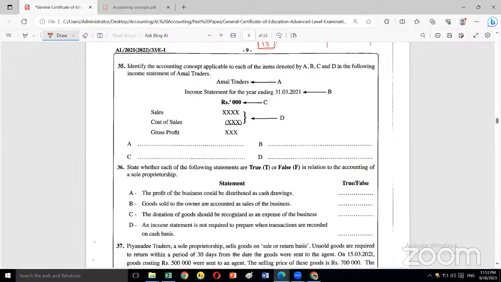Very easy thing. Baba, see this. If they mention, identifying the accounting concept applicable for each of the following items denoted by A, B, C, D in the following income. Baba, in our physical paper class, we did so many questions. These questions are a little bit different, but very easy. If they mention a business name, what is the concept? Entity concept?